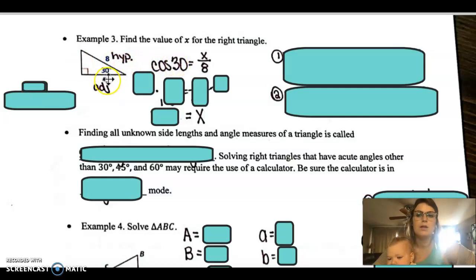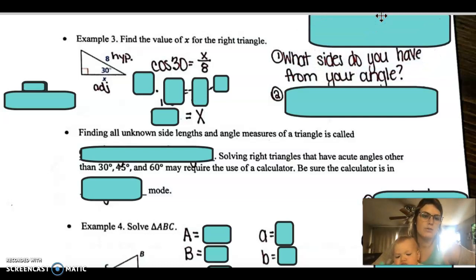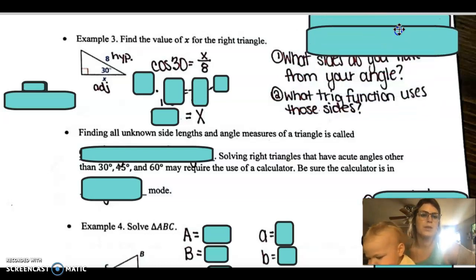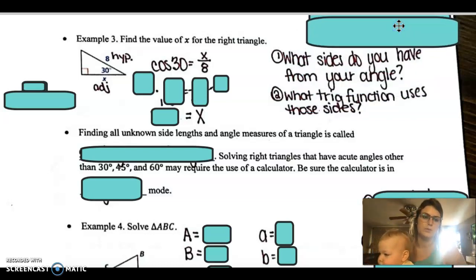So cosine of 30 is going to be x over 8 because it's adjacent over hypotenuse. And instead of theta here, we have 30. We know that angle, so that's what we put in there. So if you look at that chart, I guess I should show you step 1. You ask yourself, what sides do you have from your angle? Step 2, what trig function uses those sides, which I already asked you.